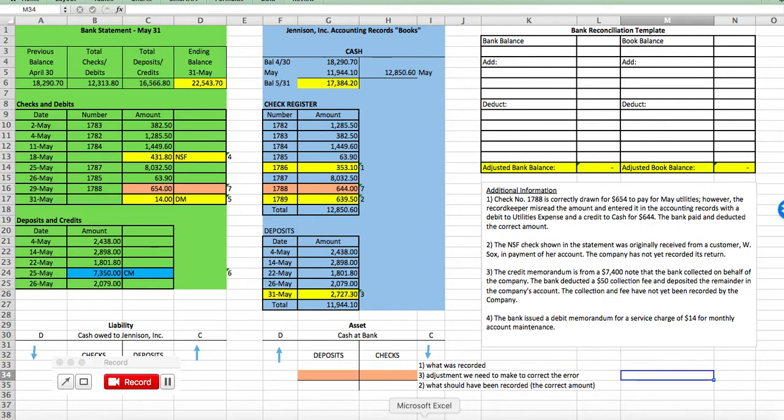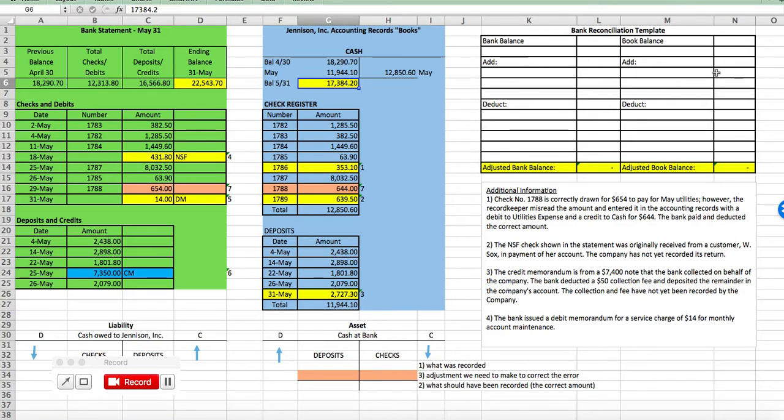So if we look at this example that I've given you, we've got the bank statement on the green side, and we've got our books, our accounting records, on the blue side. And we see that here is our ending balance on our bank statement, ending balance on May 31st. And here we have our accounting records, and this is our ending balance in our GL account right here. And we see these two amounts are different. Okay, so that's our starting point.